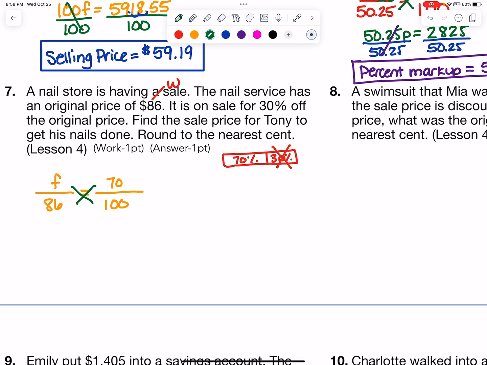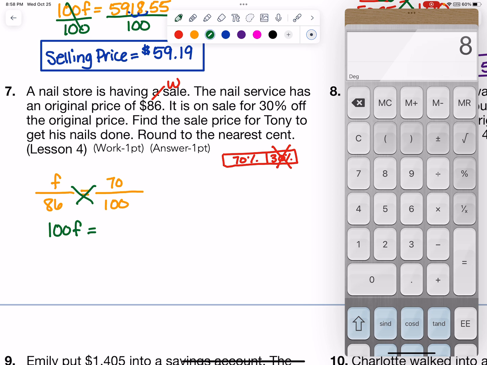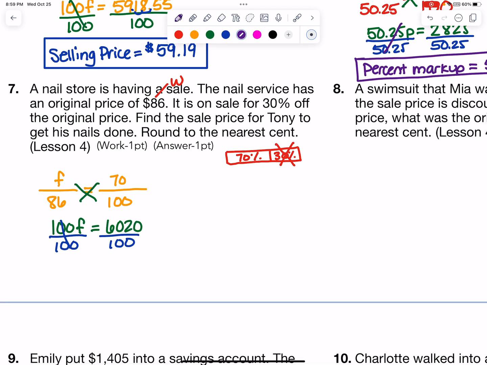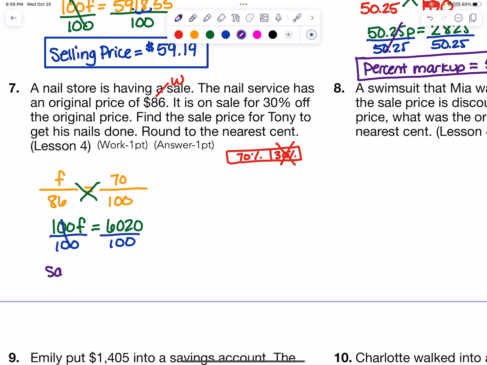Let's go ahead and do our means extremes. 100F equals 86 times 70 is 6020. And then we'll go ahead and isolate the variable. And we end up with, let's reread the question, find the sale price. A sale price of $60.20. And there you go. Okay.